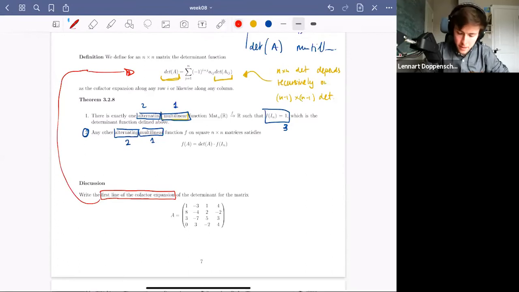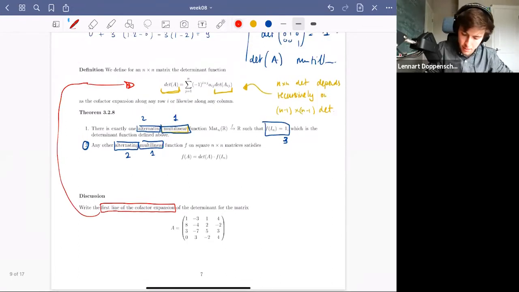Oh, and I didn't specify: it doesn't matter which row or column you use. You can expand along any row or column. Likewise here, the index i isn't specified, so the index i could represent any row. Yeah, it says it here.